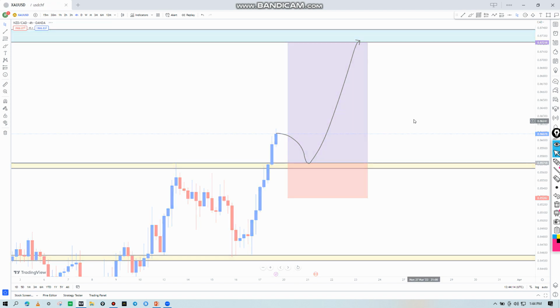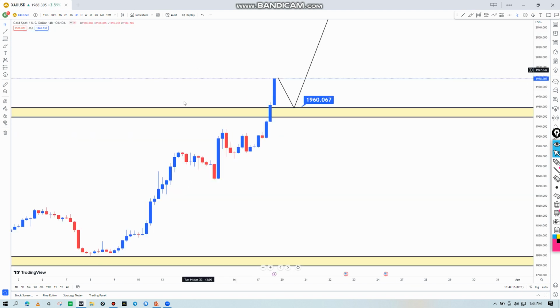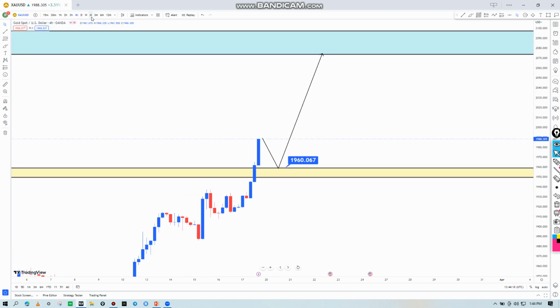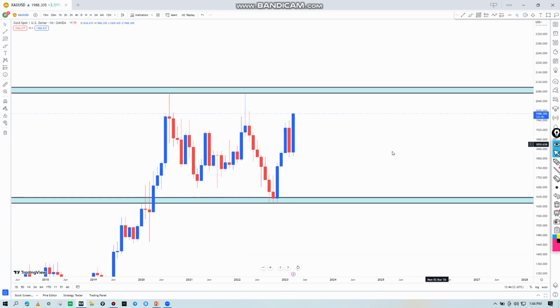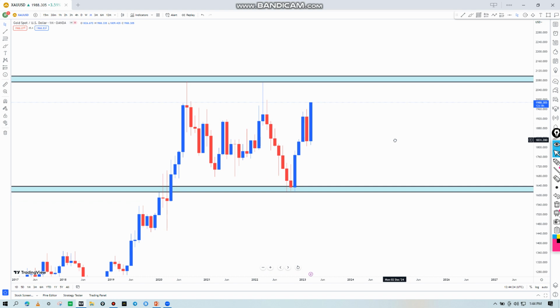All right, so I'm switching very quickly to the next pair. So the next pair on my list is gold. So gold, I'm going to start my analysis on the monthly time frame. So this is the monthly time frame on gold. Let's take our time, okay, and analyze this pair together.